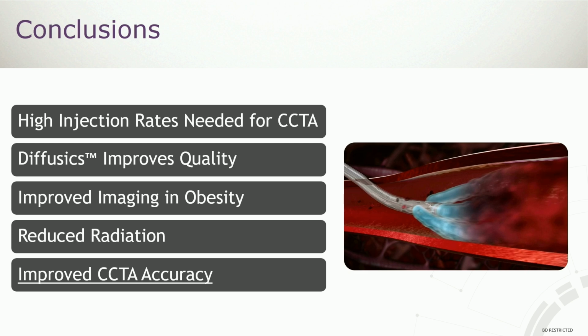And as Michael's shown here, reduced radiation is a big key. Just by doing really nothing besides using Diffusix catheters and capping at 120, we've offered the test to more patients, and we've actually lowered radiation. So that was a big win for our system. And this all goes along with improved CCTA accuracy. If you've got high quality imaging, you're going to get the answer for the patient that you need, and you're going to get it as quickly as possible.